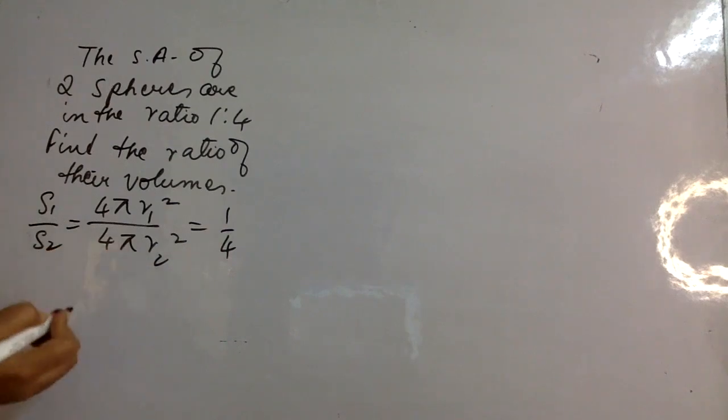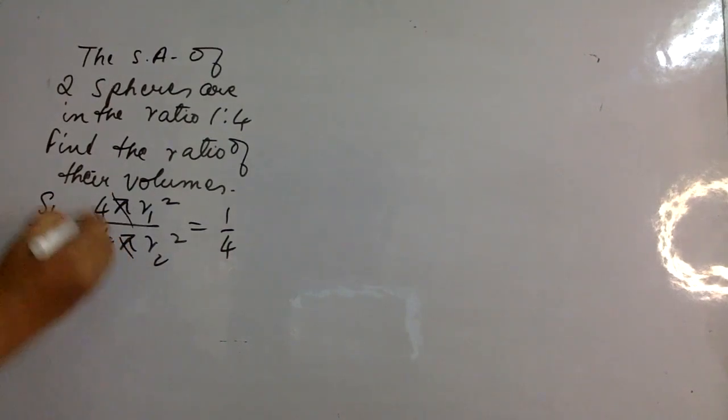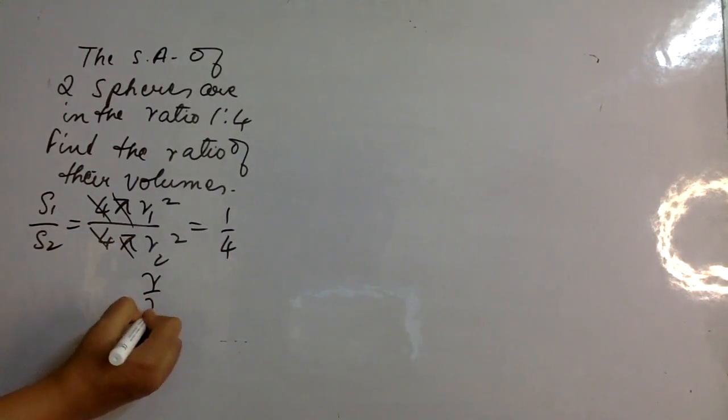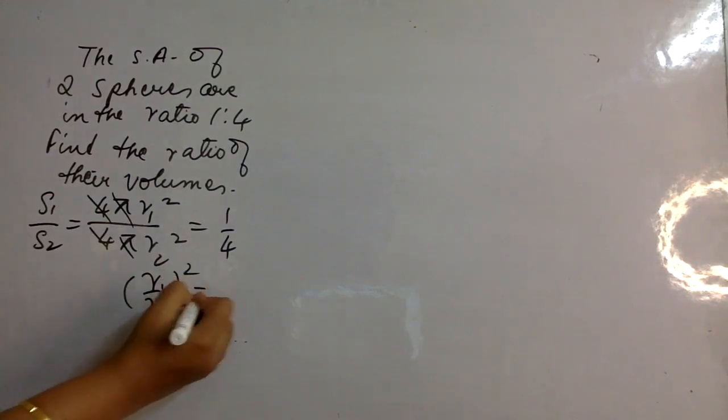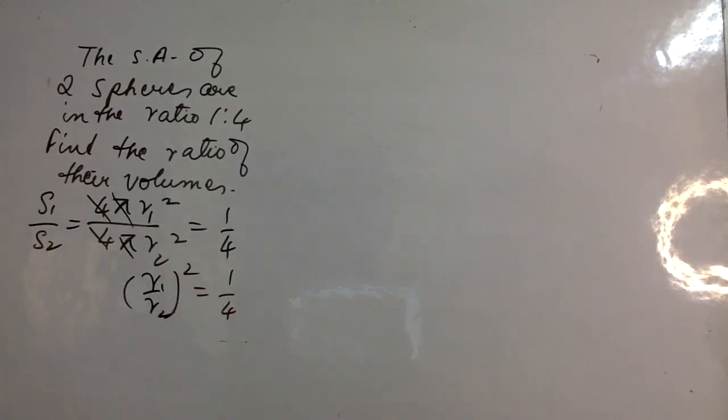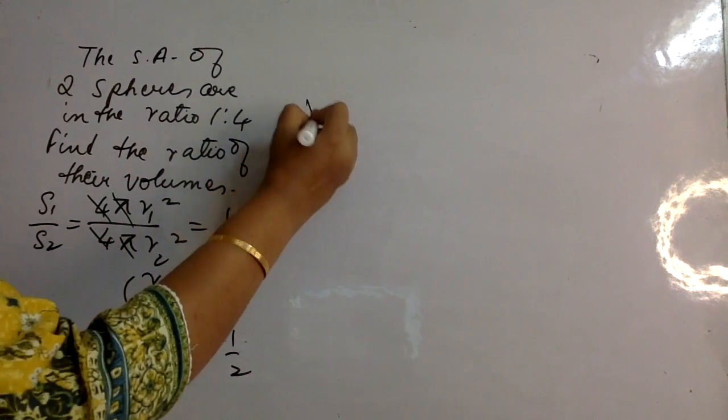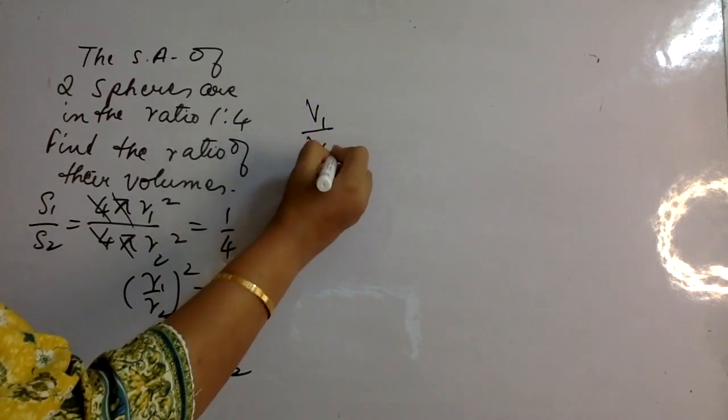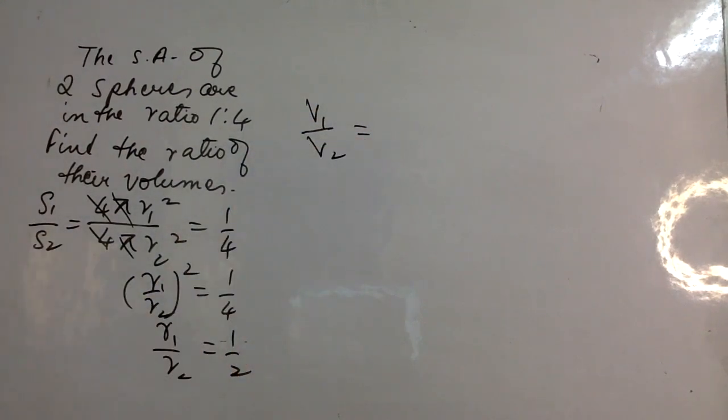Here only I'll do the cancellation. Okay, so I get (R1 by R2) square is 1 by 4. From this I can get R1 by R2 as 1 by 2. Yes, so R1 by R2 is 1 by 2. Now, V1 is to V2 is equal to how much?